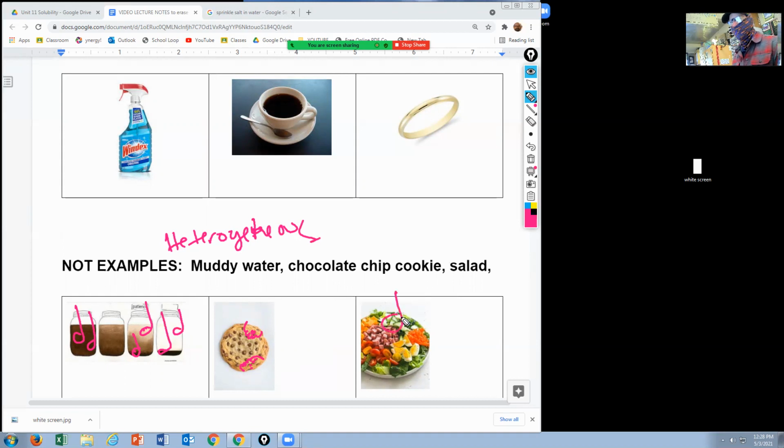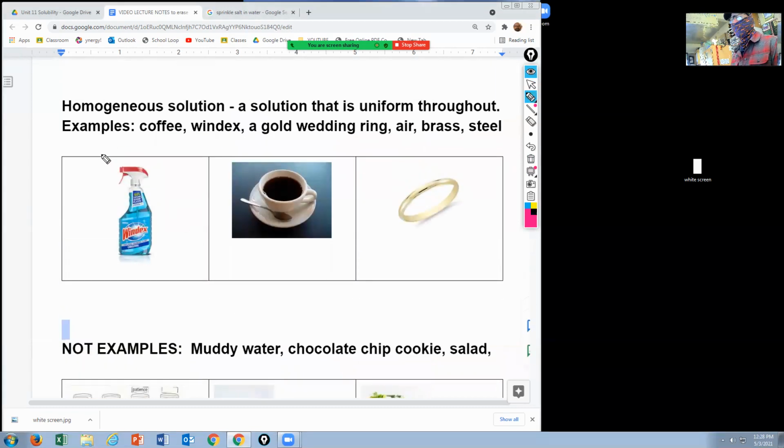And you can really see it with this salad. Depending on where you scoop this salad, you're going to get something different every single time. So homogeneous means the same throughout, and heterogeneous means different in different places. Most of the things we talk about in class are going to be homogeneous solutions. That's what we're going to be working with the most.